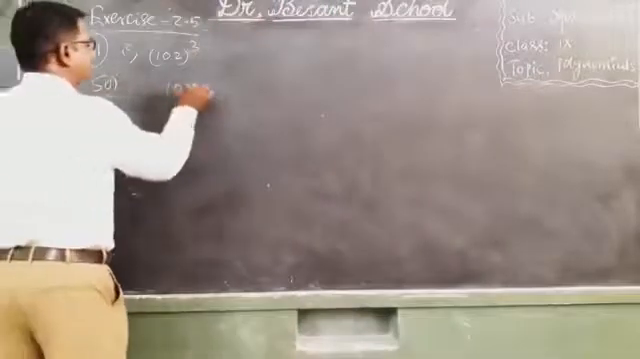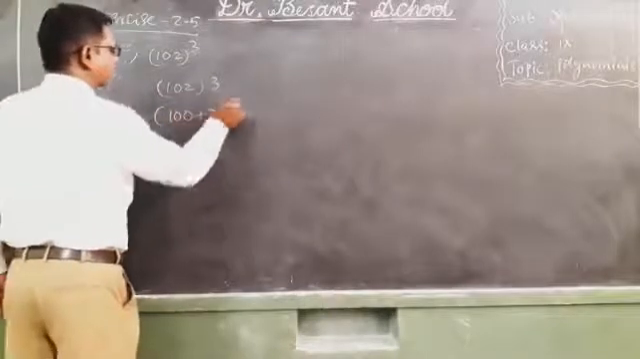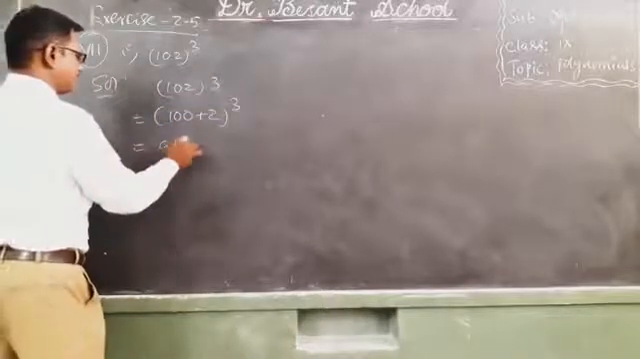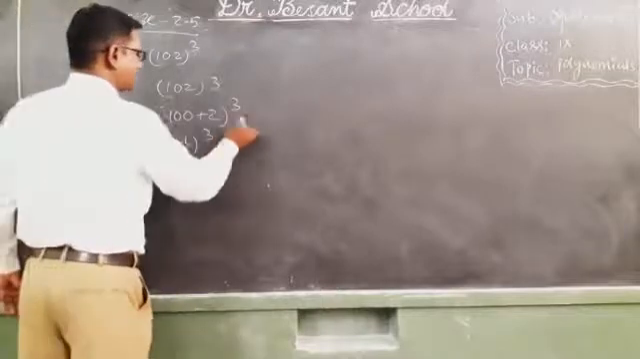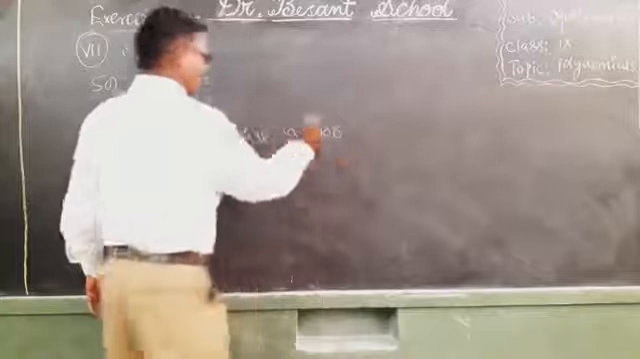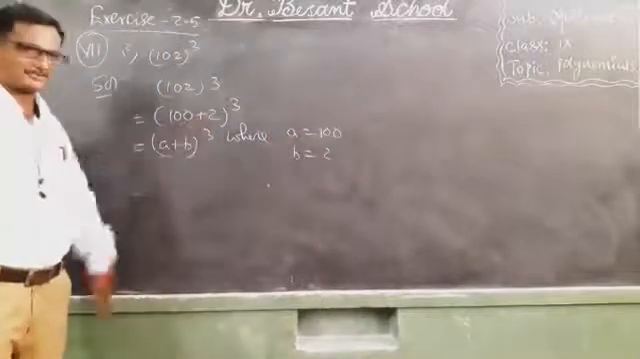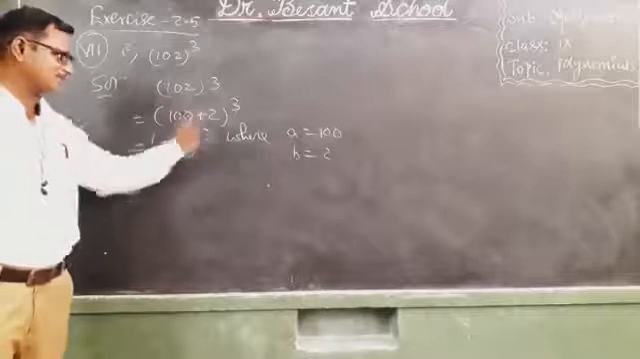So this is 102 whole cube. It can also be written as (100 plus 2) whole cube. So this is of the form (a plus b) whole cube, where what is the value of a? 100. What is the value of b? 2. Did you understand children? (100 plus 2) whole cube.